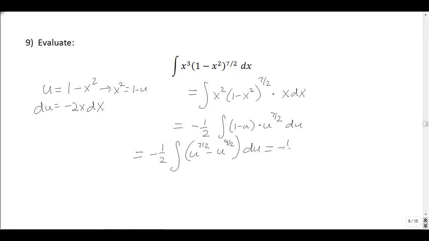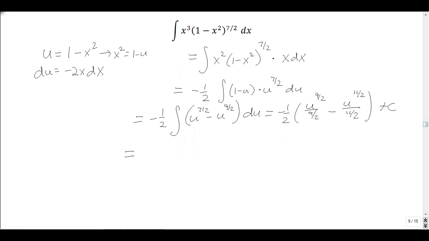Then you can integrate both of these. You get negative 1/2 times u to the 9 halves divided by 9 halves, minus u, adding 1 to 9 halves gives 11 halves, divided by 11 halves, and then a plus c. And so what I'm going to get is negative 1/2 times 2/9 times u to the 9 halves, but u was 1 minus x squared, minus, 11 halves in the bottom gives me a 2/11. This is going to be 1 minus x squared to the 11 halves.